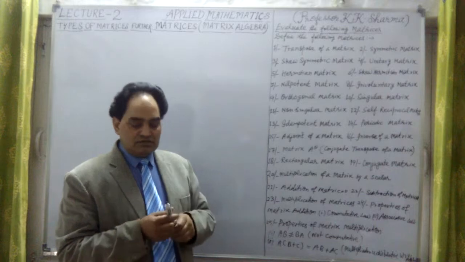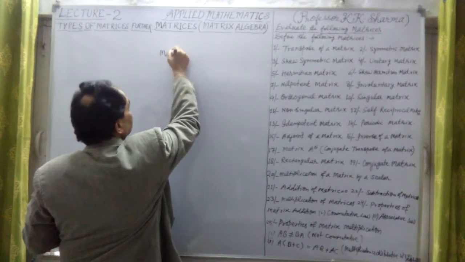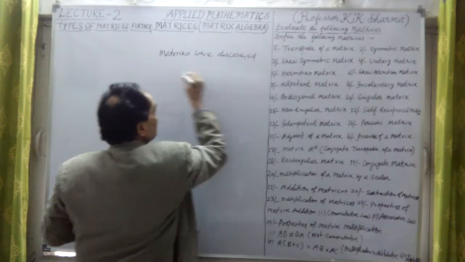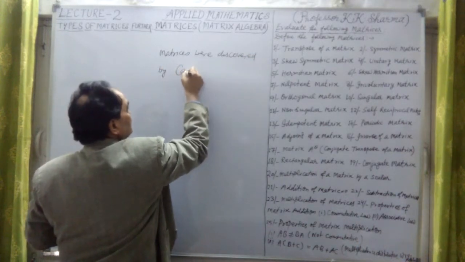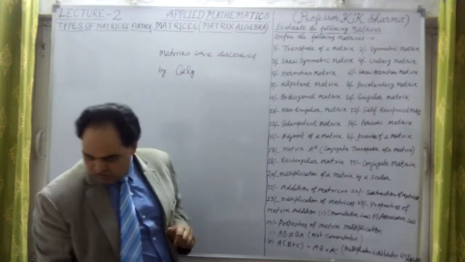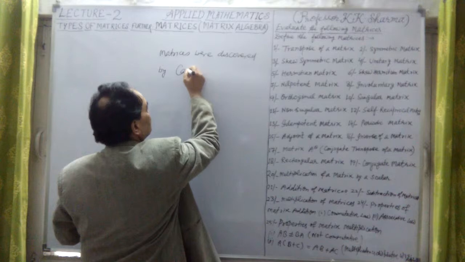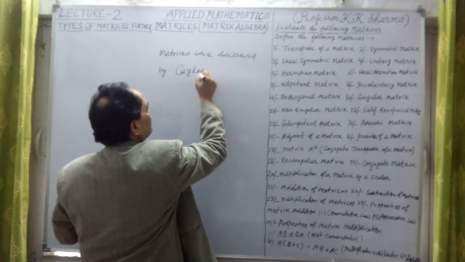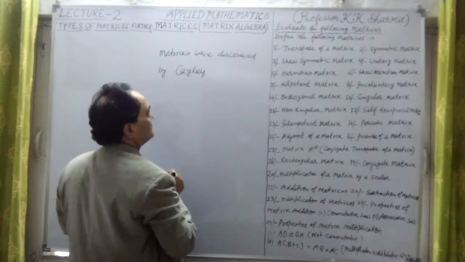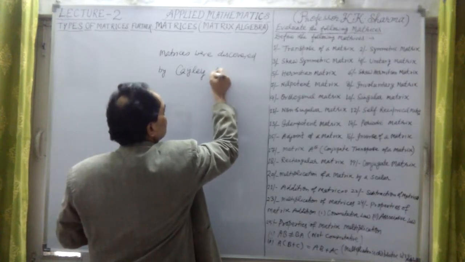So this is matrices. Now, who discovered these? Matrices were discovered by, let me introduce the mathematician, Cayley. He was a French mathematician.